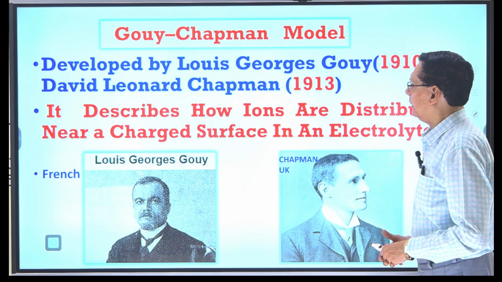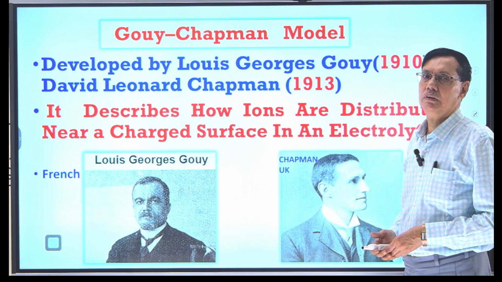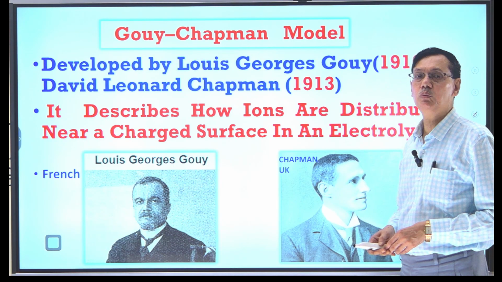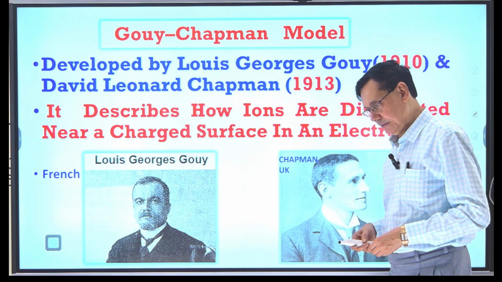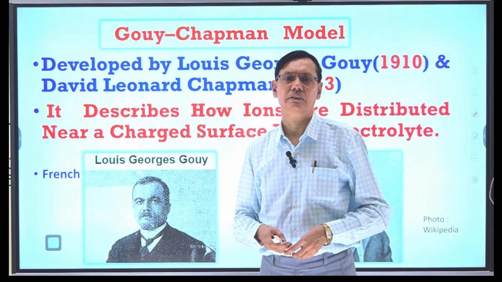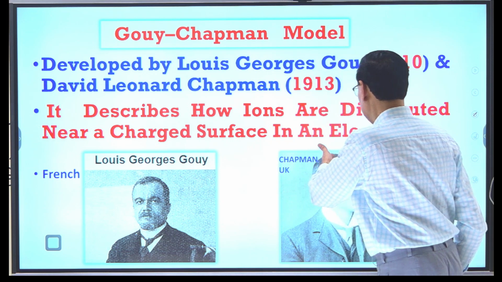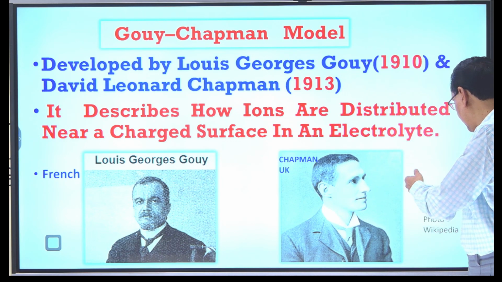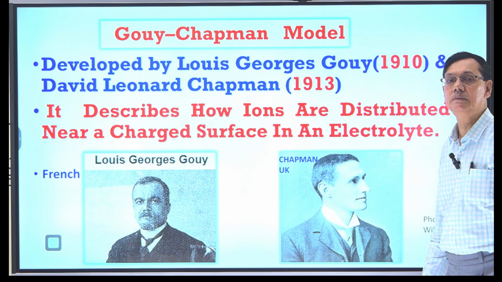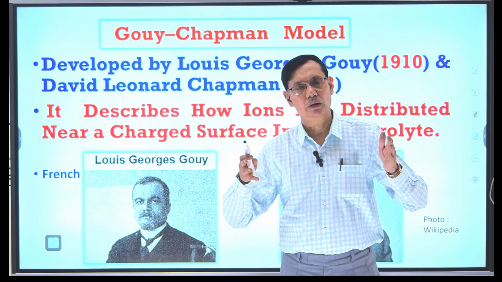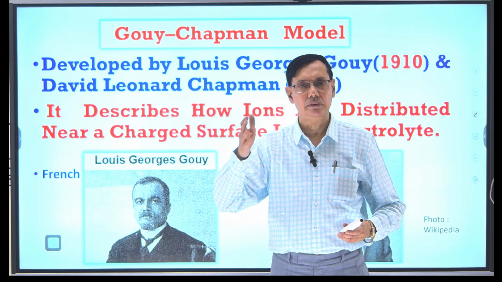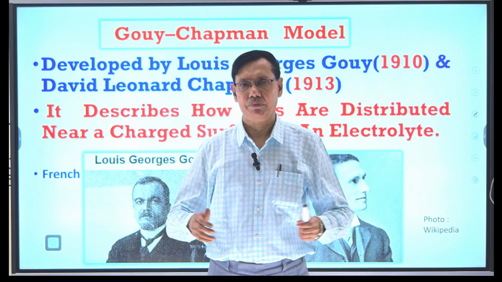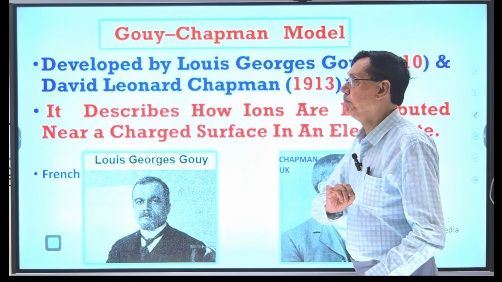Now, as you know, the name itself is a definition. This model was developed by two great scientists. One is the French scientist Louis George Gouy, and he published a paper in French language in 1910. And of course, another scientist, Chapman, is from the UK, and he also published a paper in the 1930s. So therefore, we generally say the Gouy and Chapman model is 1910 to 1930. They studied the electrical double layer independently. And what was the main objective?